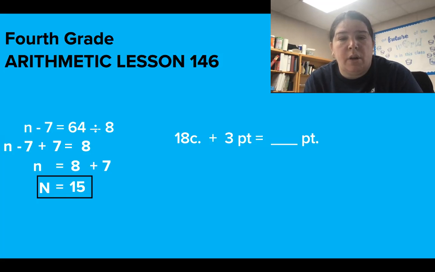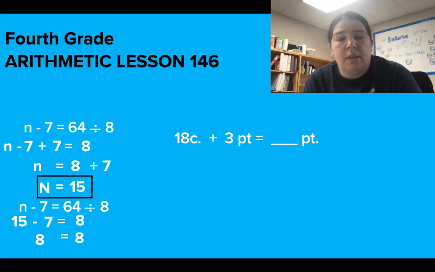When you put your box around it, you do have to check. Go back and rewrite the problem. N minus 7 equals 64 divided by 8. 64 divided by 8 is 8. And then you replace the letter N with your answer 15. So 15 minus 7 equals 8. And 8 equals 8.